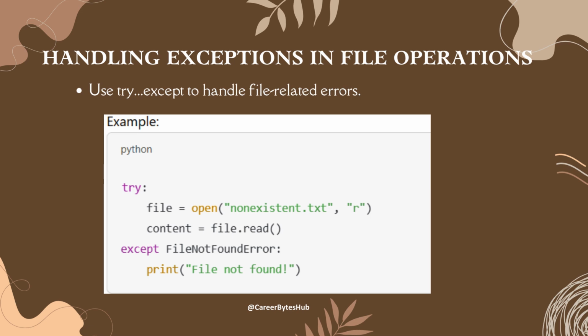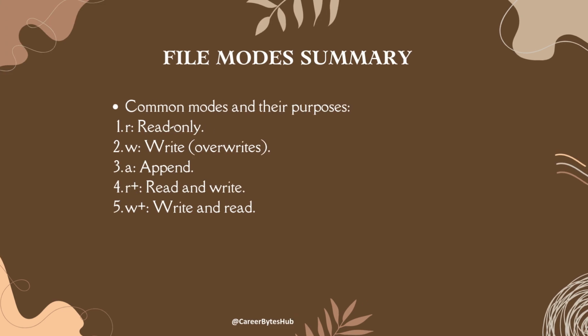Now that we've seen how to read, write, and append files, let's summarize the different file modes: r for reading, w for writing, a for appending, r+ for reading and writing, and w+ for writing and reading. Each mode is designed for a specific purpose. Choosing the right mode ensures that your file operations work as intended without errors or data loss.